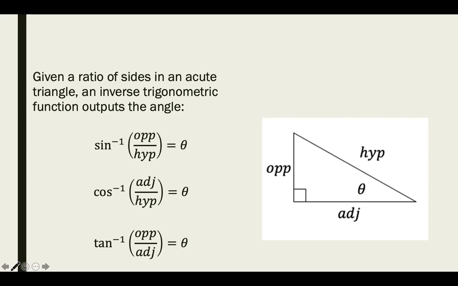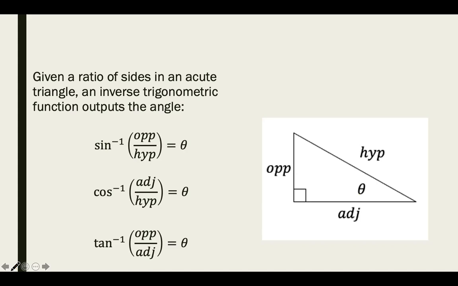Well, an inverse trig function does the opposite thing that a regular trig function does. A regular trig function, we give it an angle and it gives us a ratio of sides. What's an inverse trig function do? We give it a ratio of sides and it tells us an angle.